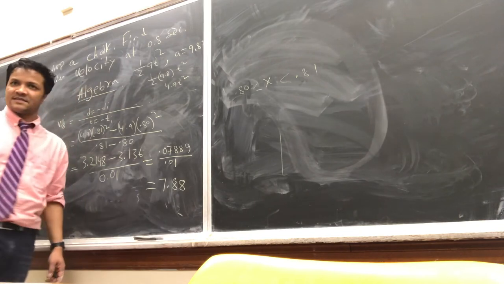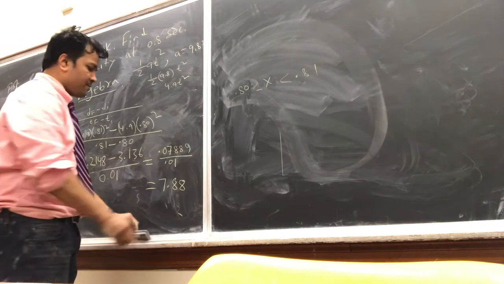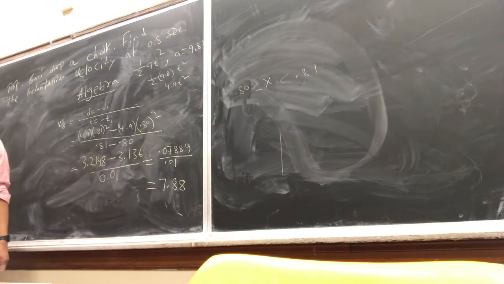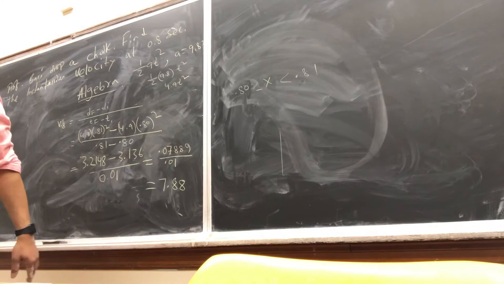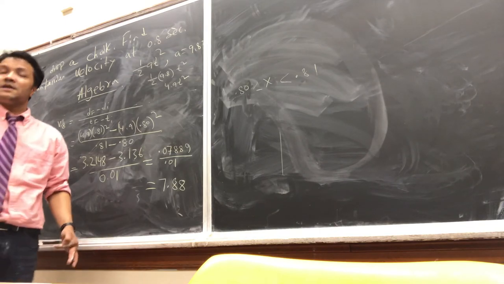7.88, and 7.9 is not the same thing. Okay, I like that much better. Please next time, please bring your calculator. This is one of the homework. All right. What is the instantaneous velocity algebra gives us around right here? 7.88 or 8 meters per second. Does that make sense? Now let's see how calculus is going to help us.